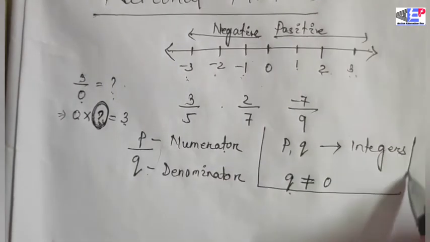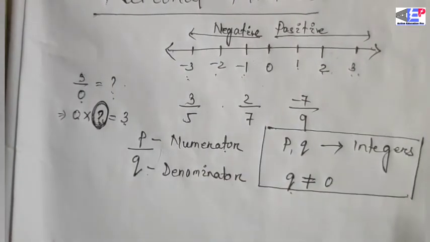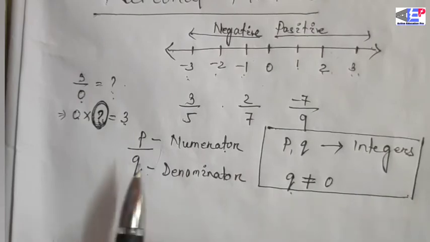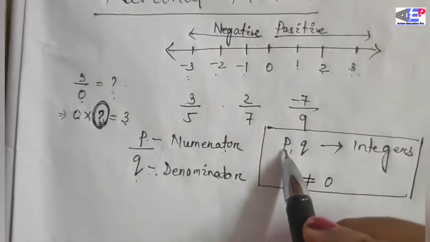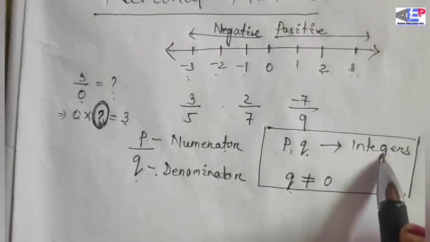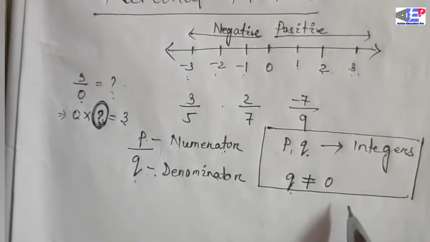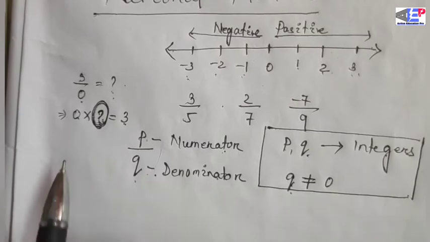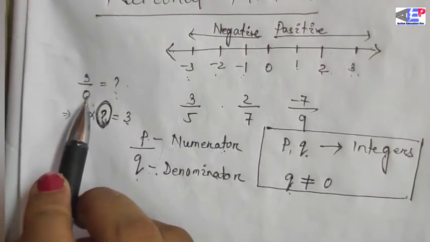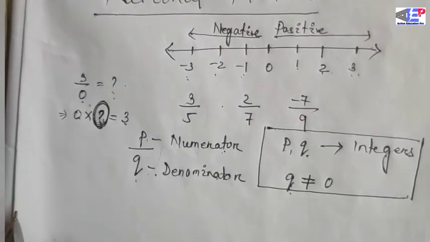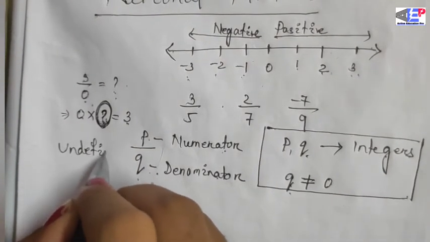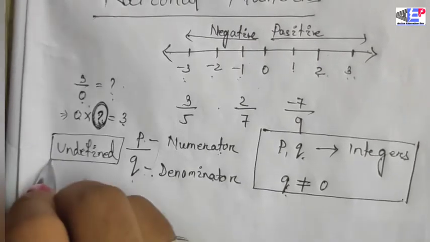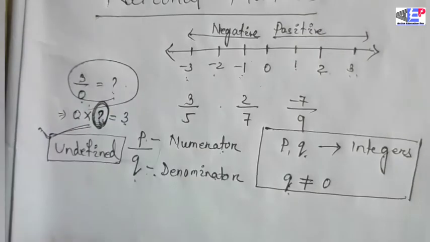These are the two main important rules of rational numbers. The rational number is of p by q form. P is the numerator, q is the denominator, and the condition is p and q are integers and q is not equal to 0. Q should not be 0 because denominator 0 means the question is undefined. You cannot define the answer of this question. This question is undefined.